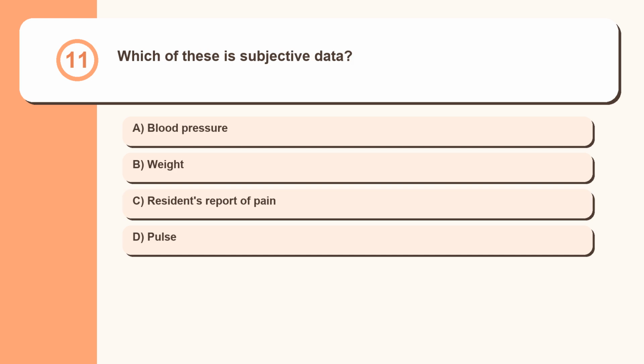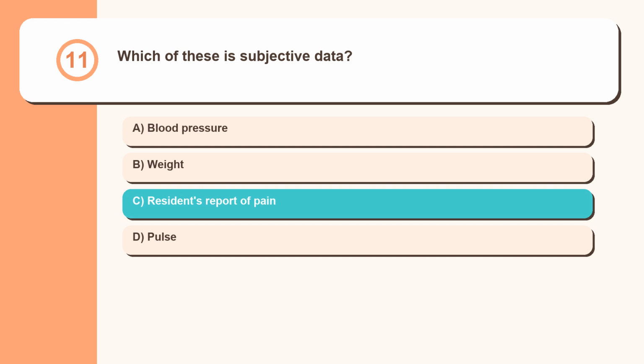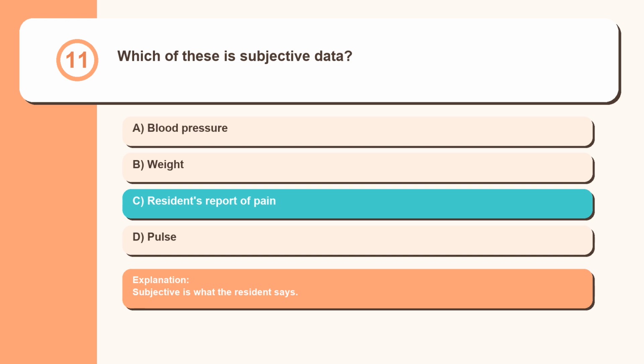Question 11. Which of these is subjective data? Blood pressure, weight, resident's report of pain, pulse. Subjective is what the resident says.